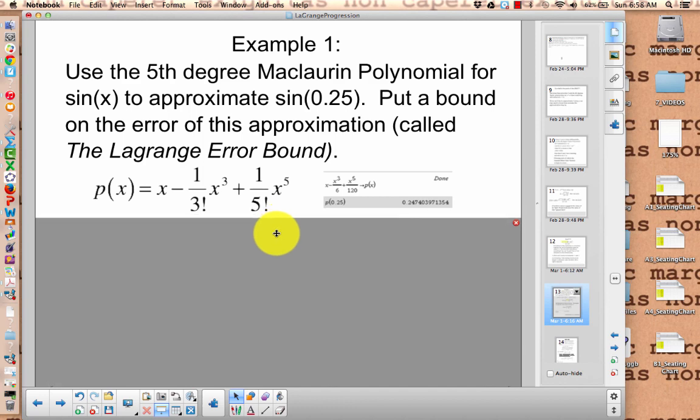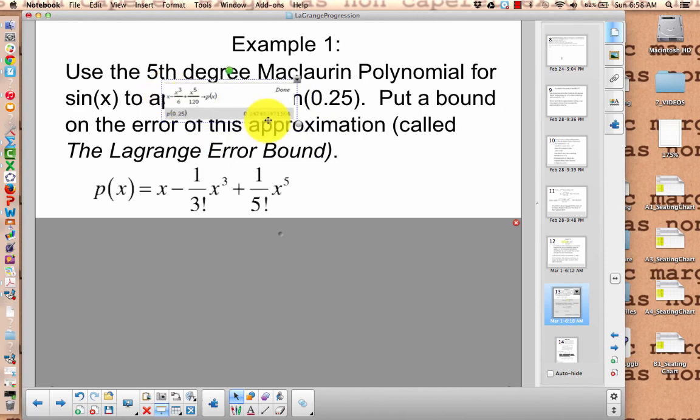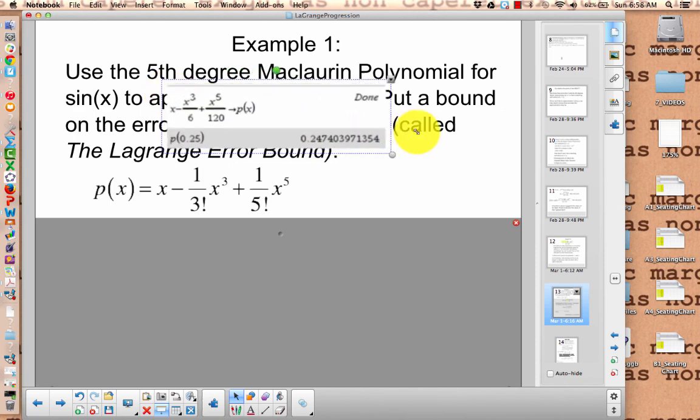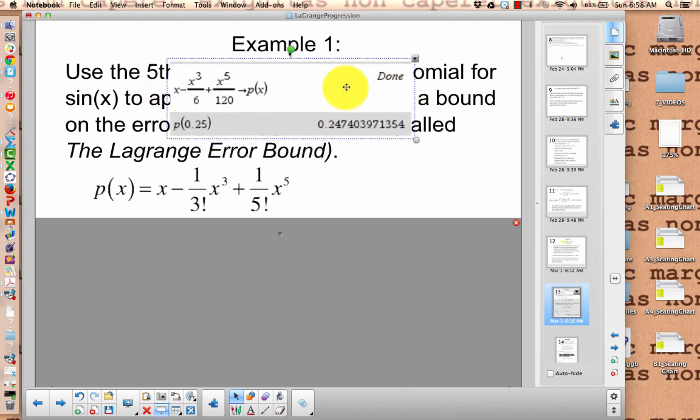Okay, so first of all, the Maclaurin polynomial for sine x, just to review, is x minus 1 over 3 factorial x cubed plus 1 over 5 factorial x to the fifth. If we jump to the calculator and do the approximation for the sine of 0.25, it comes out to be 0.2474, etc. Okay, so we'd like to know how accurate that potentially is.